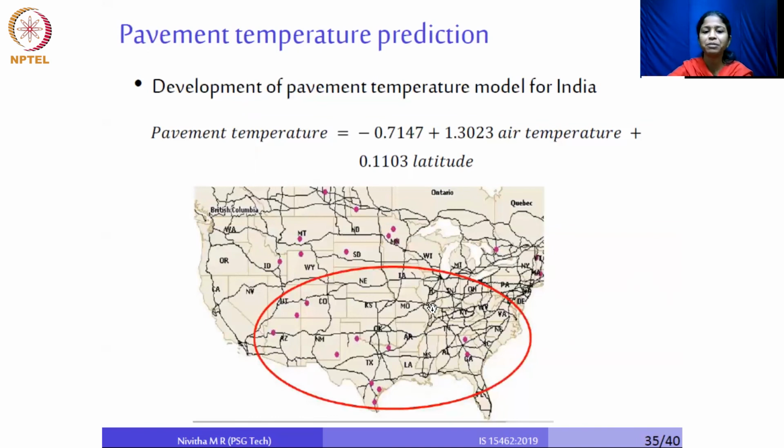To develop this model, we chose locations in the US which had similar climatic conditions, or in fact, similar latitude as that of India. Right, so these are the regions. We identified locations in this region and then extracted the air temperature and the corresponding pavement temperature from these locations. This information was collected from the Long-Term Pavement Performance study, which is under implementation in the US, the LTPP database.